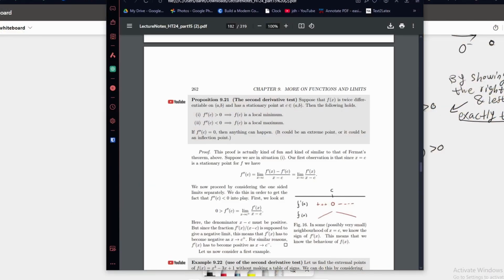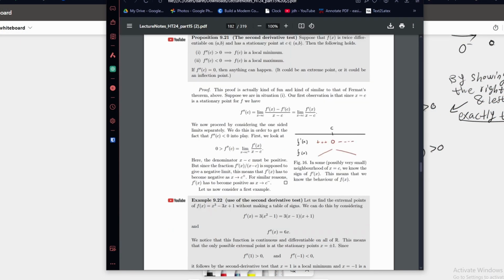We'll check the results now. Proof in the lecture notes. This proof is actually kind of fun and kind of similar to that of Fermat's theorem above. Suppose we are in situation 1. Our first observation is that x equals C is a stationary point for f. f double prime of C is equal to the limit as x goes to C of f prime of x minus f prime of C over x minus C.